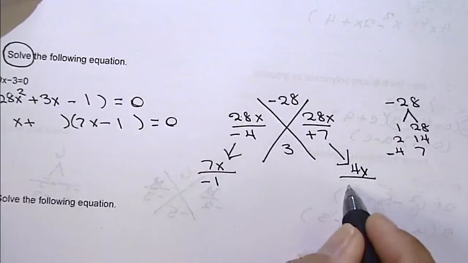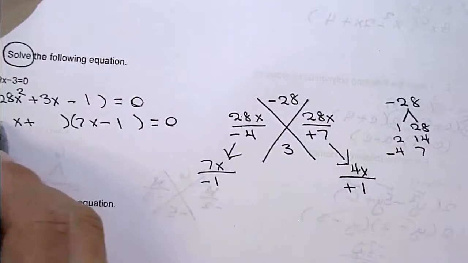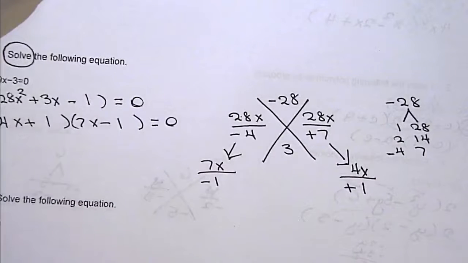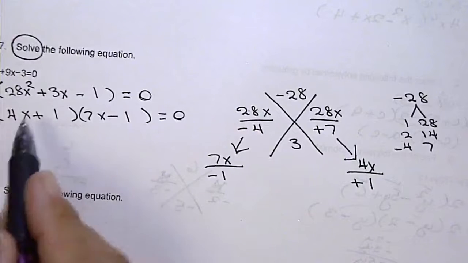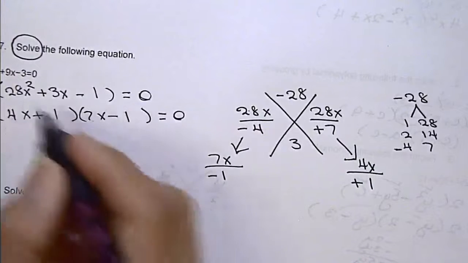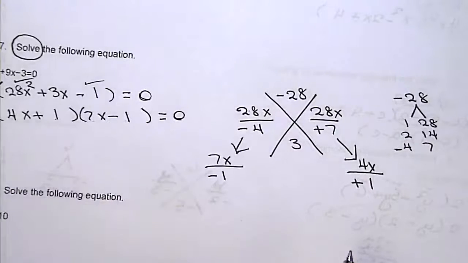And 7 divided by 7 is, of course, just a 1. So that second factor is going to be 4x plus 1. Now we have to check it. Ignore the 3. Go here and say 4x times 7x squared, 28x squared. 1 times negative 1, negative 1.